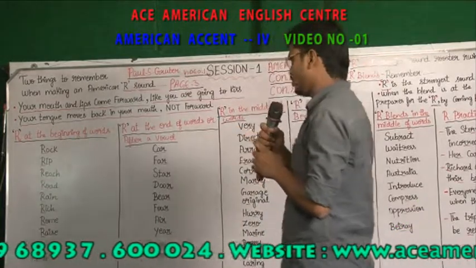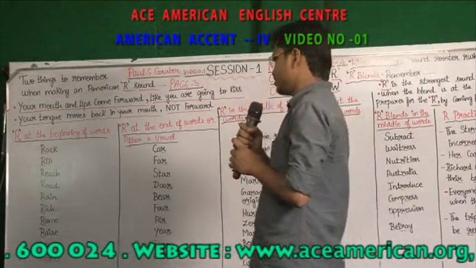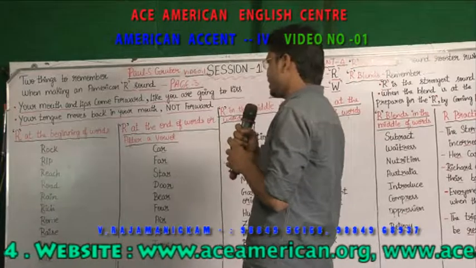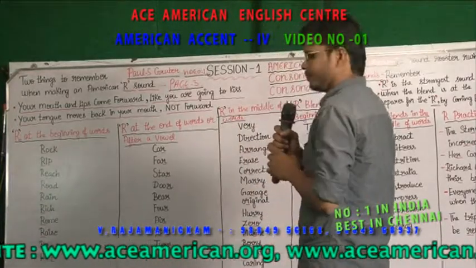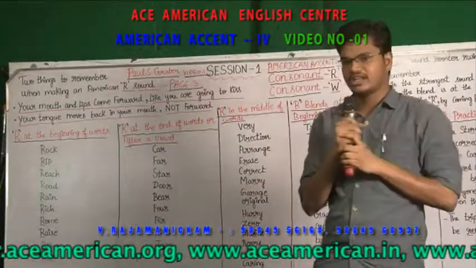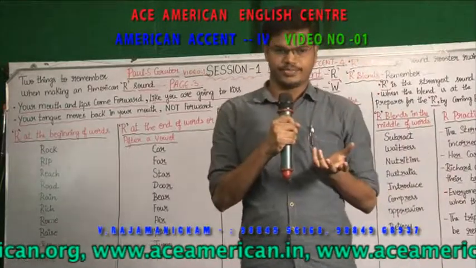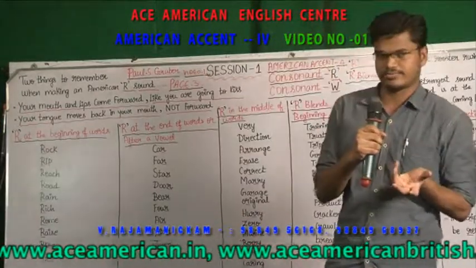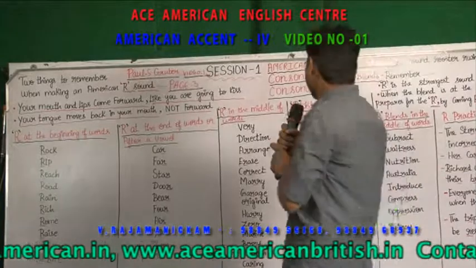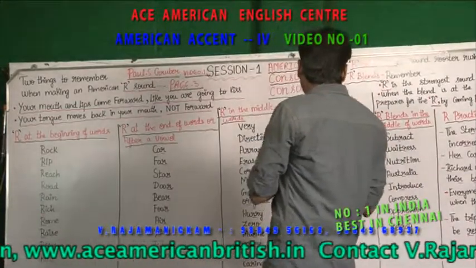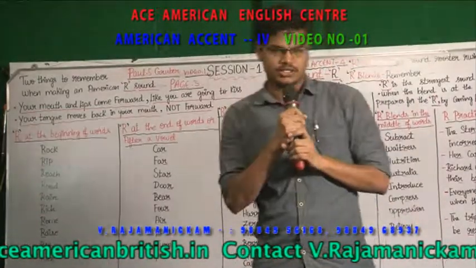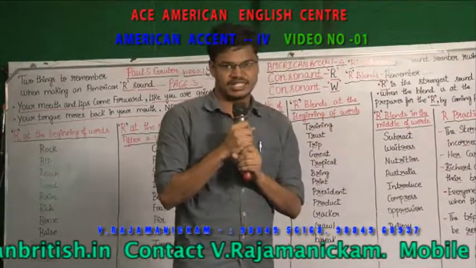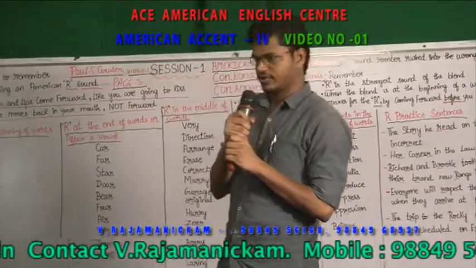The letter R may come at the beginning of a word, or at the end of a word or after a vowel. And R in the middle of words. R may come as a blend at the beginning of a word, and also R blends in the middle of words, and the next one is R practice sentences. So we will start one by one.